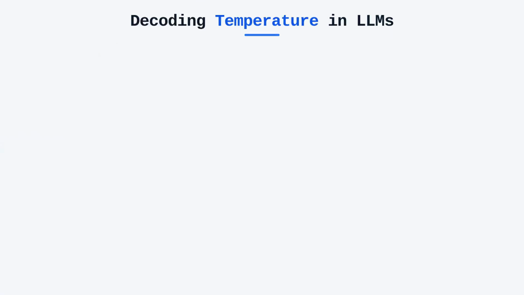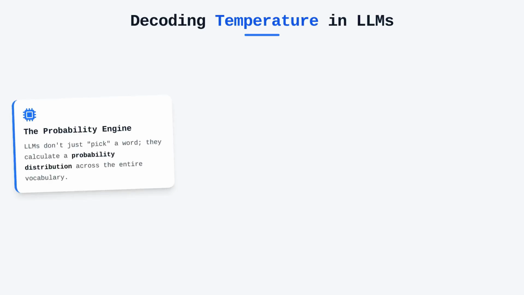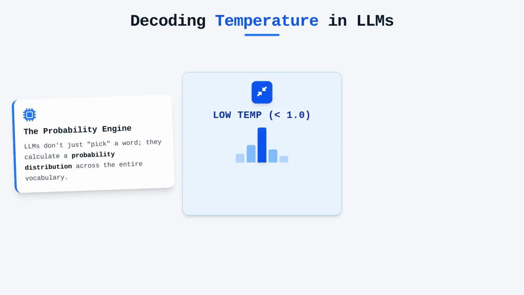To understand temperature and top P, we must first accept that language models are essentially sophisticated probability engines. When a model predicts the next token in a sequence, it does not simply choose the most likely word. It calculates a probability distribution across its entire vocabulary. The temperature parameter acts as a scalar for these probabilities, effectively flattening or sharpening the distribution. A low temperature setting acts as a constraint, forcing the model to favor tokens with the highest probability, which leads to more deterministic and repeatable outputs.